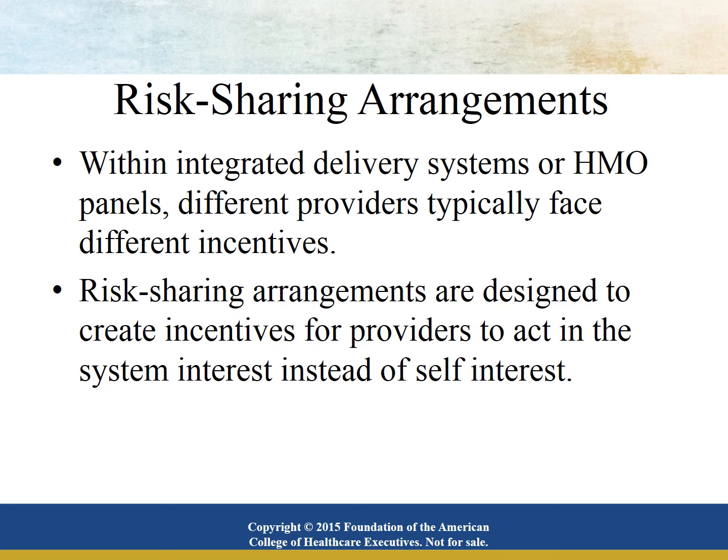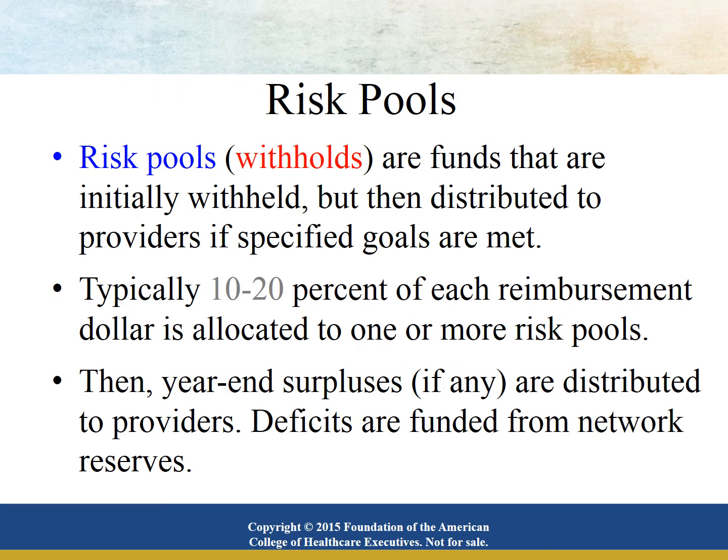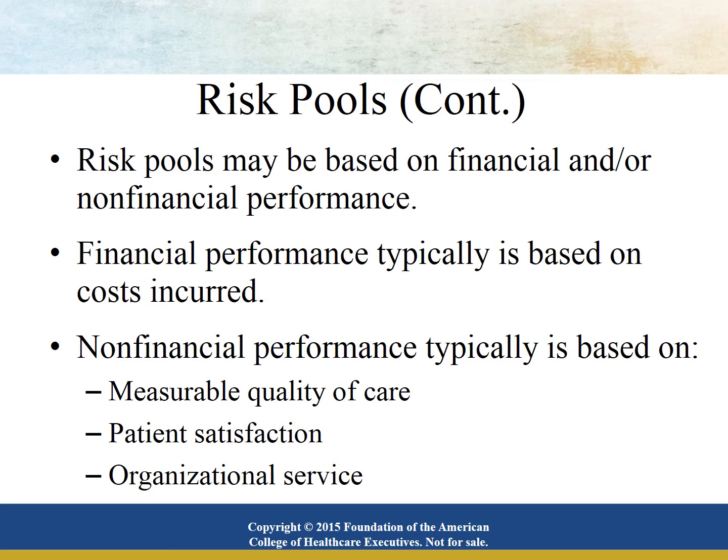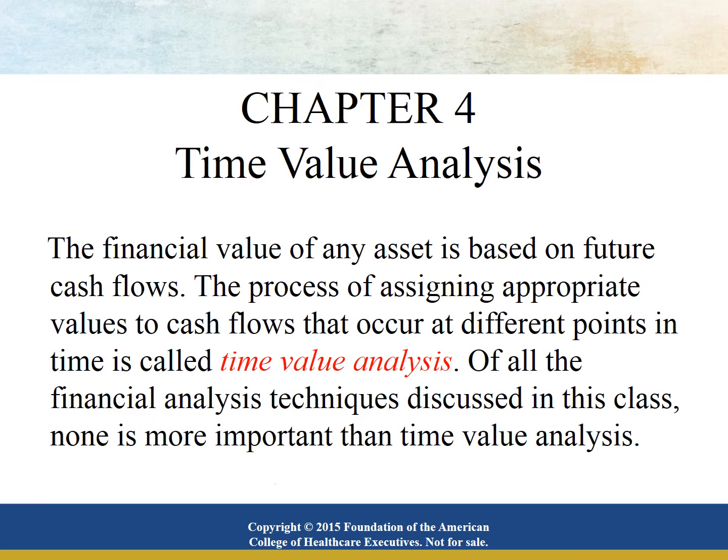Different providers have different incentives again, so you're trying to create incentives to act in the best interest of the system instead of just their self-interest. So you'll have a withhold fund where 10 to 20% of the reimbursement is withheld into a pool, and then based on any year-end surpluses from those risk pools, they're then paid out. It can be based on financial or non-financial measures. Usually they're typically based on quality of care and patient satisfaction.